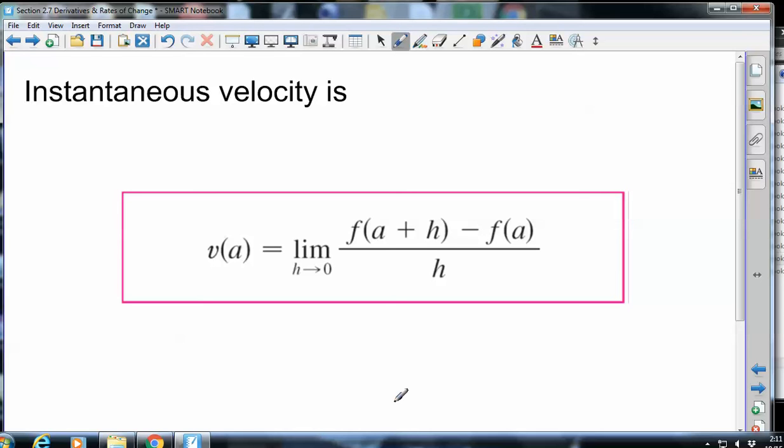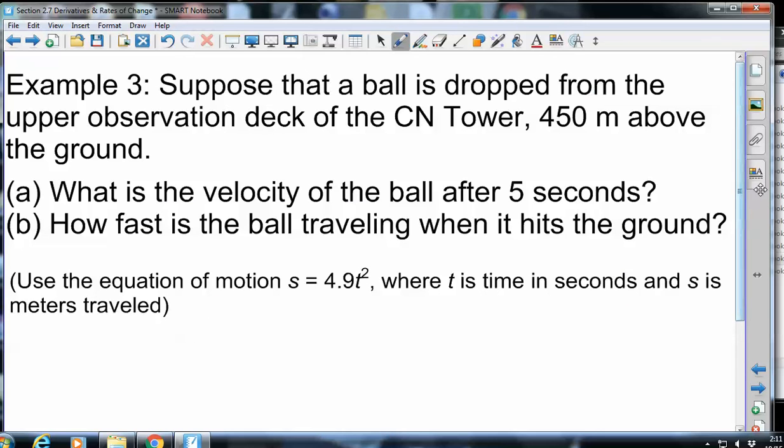Again, you could use either notation. I'm going to start gravitating probably towards the second one, but you could really use either one. So that slope of the tangent line or the derivative, that is also an instantaneous velocity. Let's use that to look at a problem.